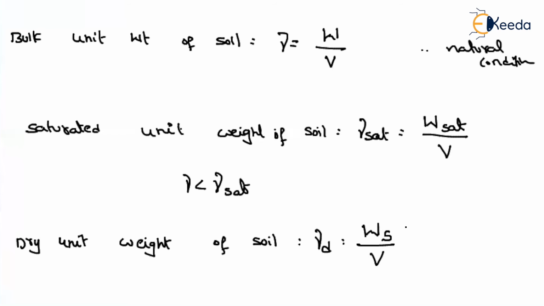That means with respect to the entire volume, what is the weight of the solids? If it is a dry soil, we have solids and also the air content. Does air have any weight? No. That's why, when talking about the dry unit weight for the entire volume, we consider only the weight of the solids. Why? Because air doesn't have any weight. So this is the dry unit weight.